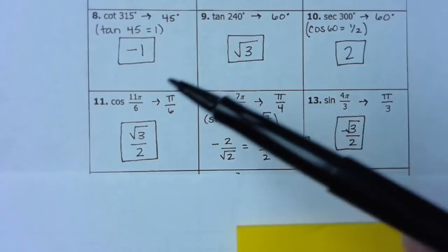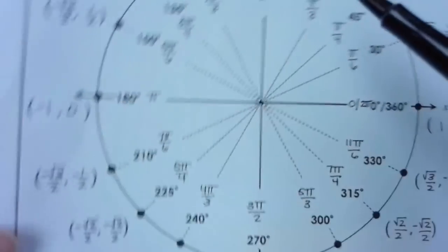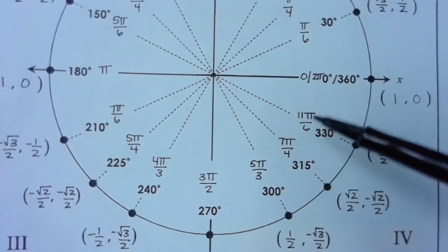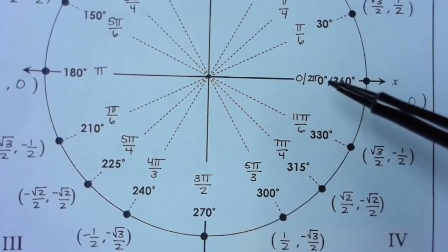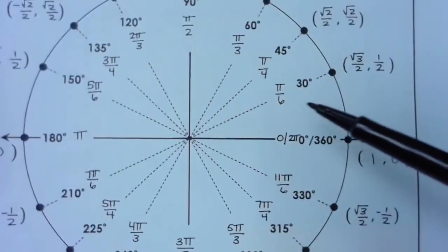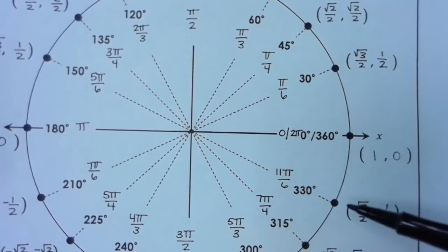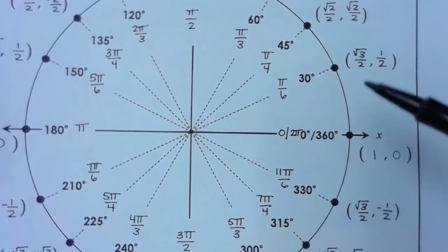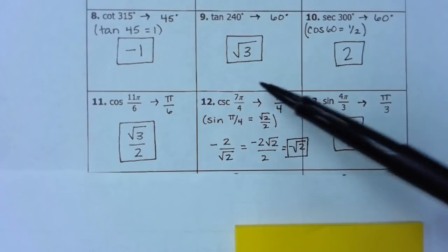But now we have radian measure, but it still works the same way, okay? Cosine of 11 pi over 6. So 11 pi over 6, I have that right here. Okay, it's in the fourth quadrant. So my reference angle is going to be pi over 6. So we're looking at cosine here. Now I'm in the fourth quadrant, where cosine is positive, so the radical 3 over 2 stays the same. So that's basically all I'm looking at. So it's radical 3 over 2.